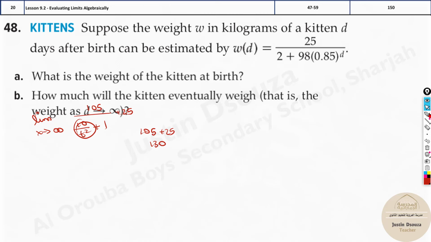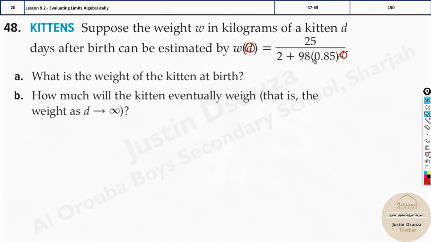Okay. Over here, another similar problem. Suppose the weight W in kilograms for a kitten d days after birth can be estimated over here. What is the weight of the kitten at birth? So there's a small kitten and it's just being born. Weight is given with respect to time, in terms of days. So at birth, how much is the days? It's 0, right? So I will just put this as 0.